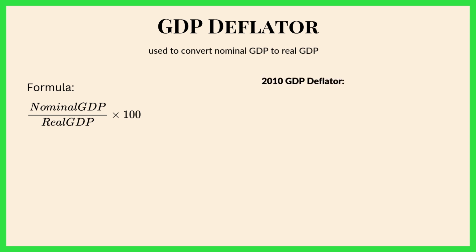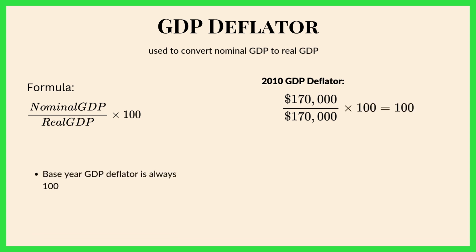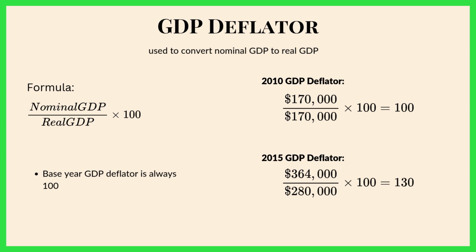In 2010, the nominal GDP was $170,000 and the real GDP was also $170,000. The GDP deflator for 2010 would be 100. The base year's GDP deflator is always 100. In 2015, the nominal GDP was $364,000 and the real GDP was $280,000. The GDP deflator for 2015 would be 130.